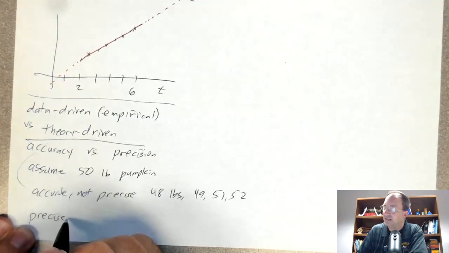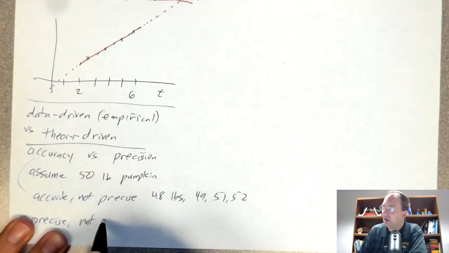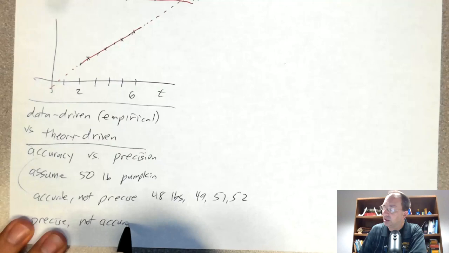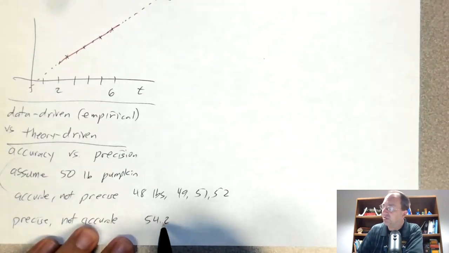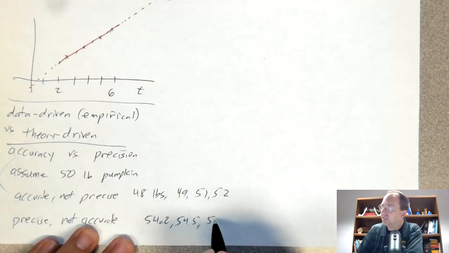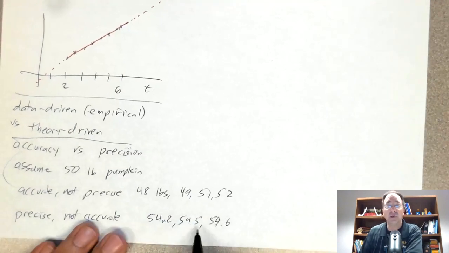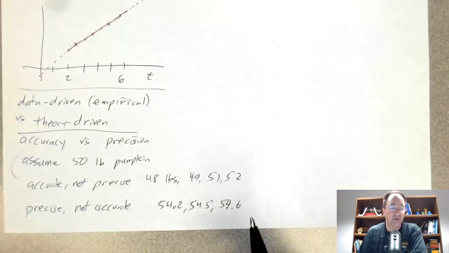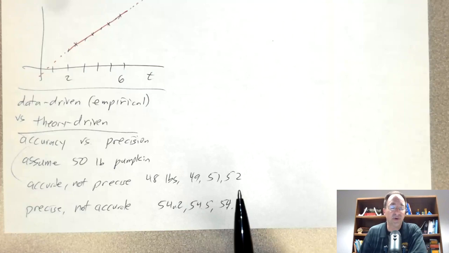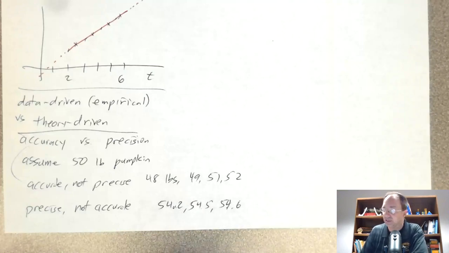If something was precise but not accurate, you might get 54.2, 54.5, 54.6, and so forth. So all these numbers are really close to each other, but they're not actually that close to the true value of 50 pounds. Now, of course, we would rather a measuring device be both accurate and precise at the same time.